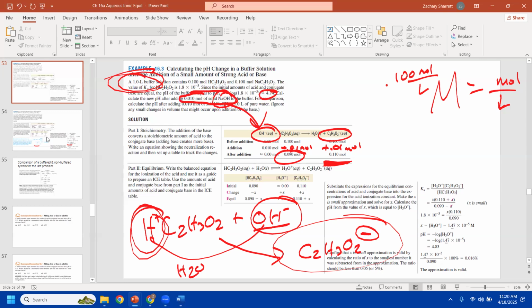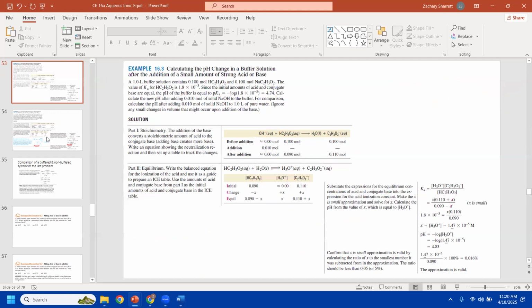We can either do an ice table. Everybody remember how to do the ice table? We've only done it a lot. We make 0.09 minus x, x, and 0.1 plus x. We plug in all these values. Should we make x negligible? Only if we want it to be easy. If you want to do a lot of work, leave it unnegligible and see that you'll get the same answer anyway. Now what we see is we do all these steps, we double check, we get a pH of 4.83.